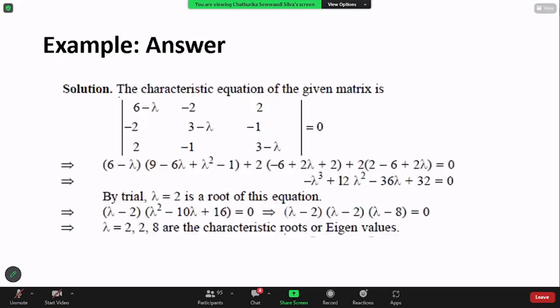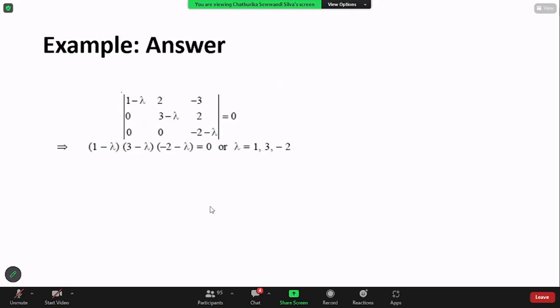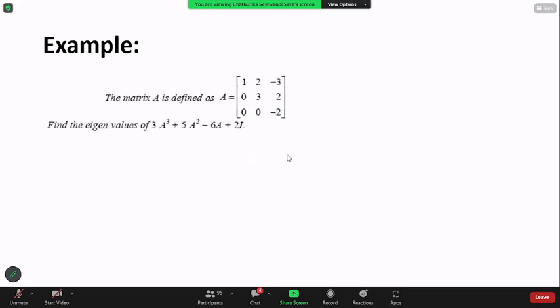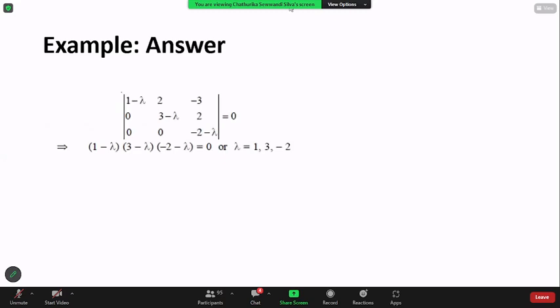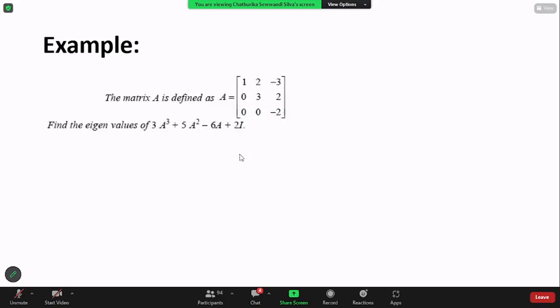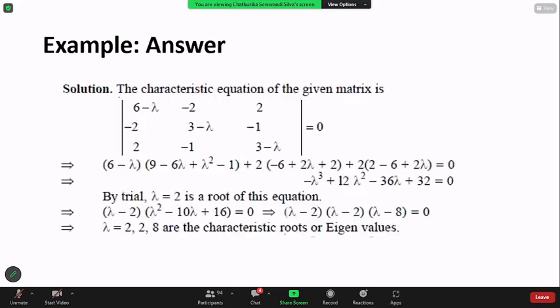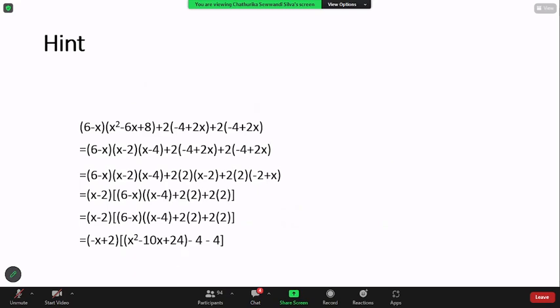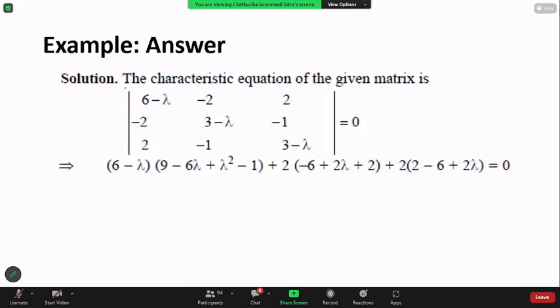The eigenvalues that came here are 1, 3, minus 2, right? If we closely observe the matrix, you should notice that the diagonal elements are also 1, 3, minus 2. Right? So we'll go for another example.